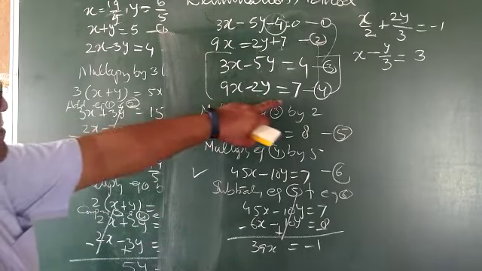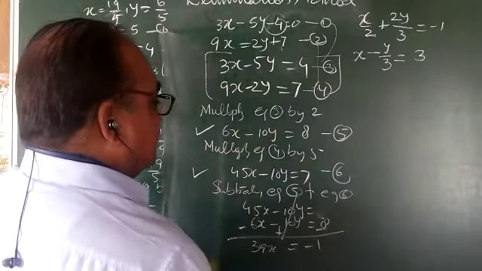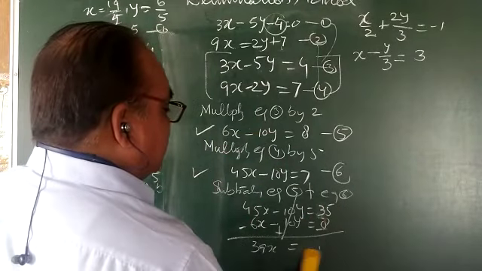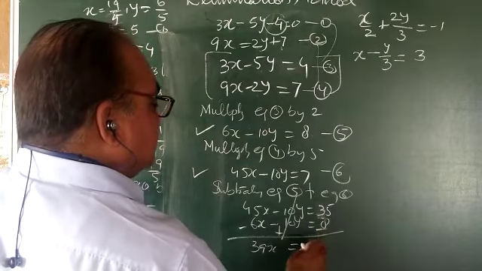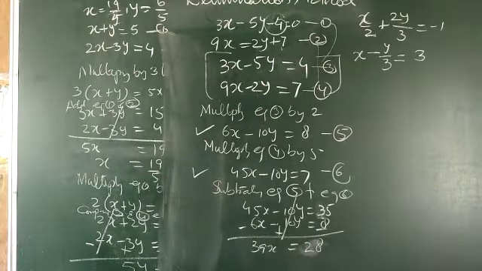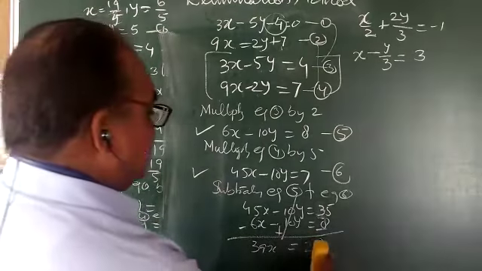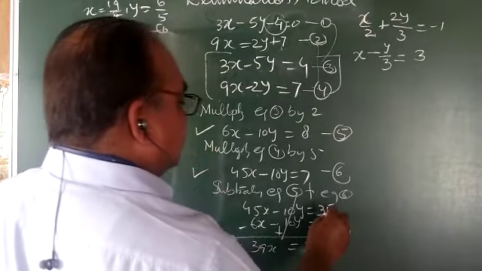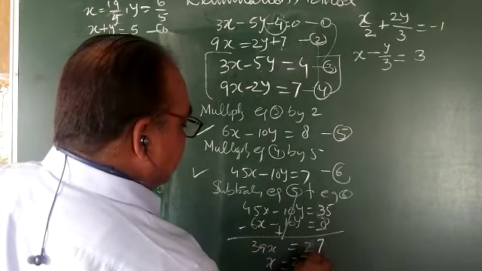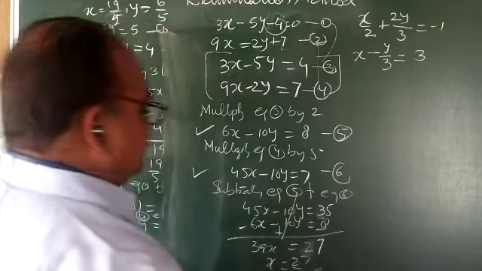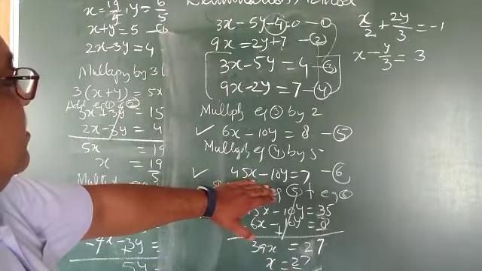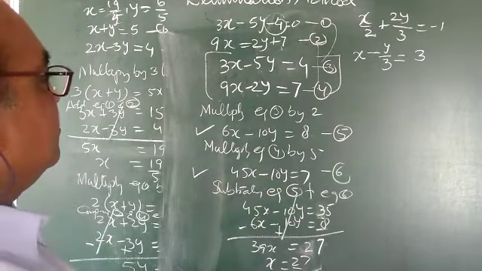Sorry, 5 times 7 is 35. I got the mistake. 35 minus 8, so 35 minus 8 becomes 27. Sorry, 27. 35 minus 8 is equal to 27. So x is equal to 27 upon 39. You got it? 45x minus 10y is equal to 5 times 35.